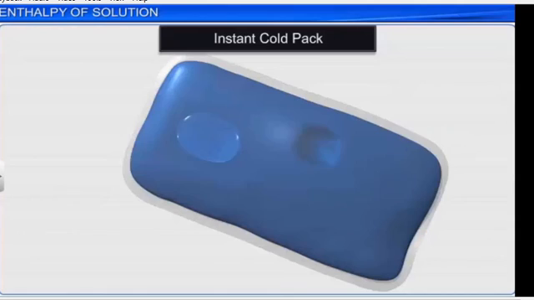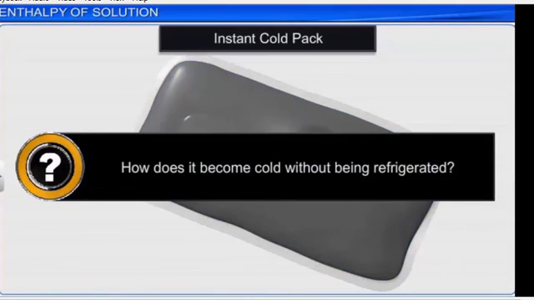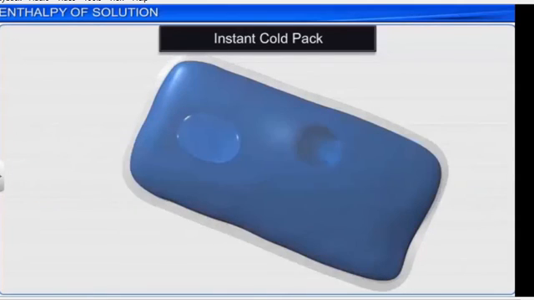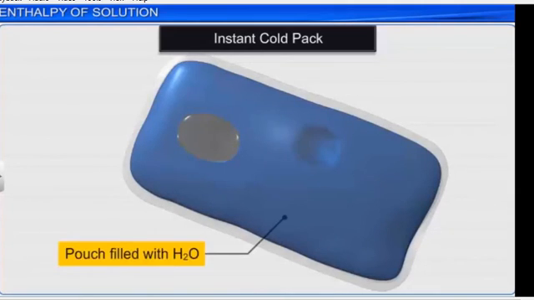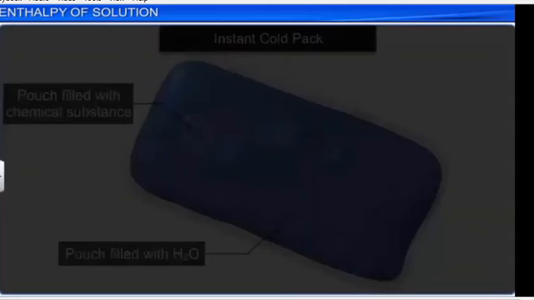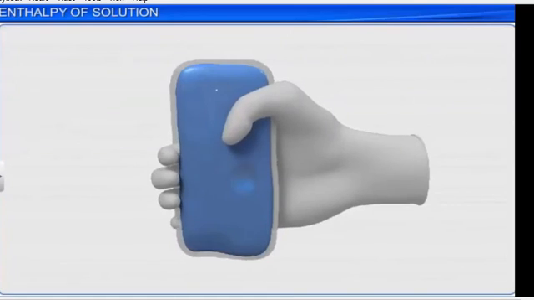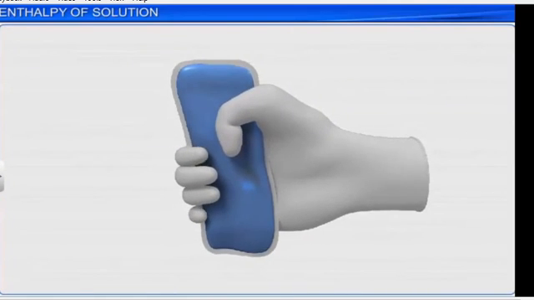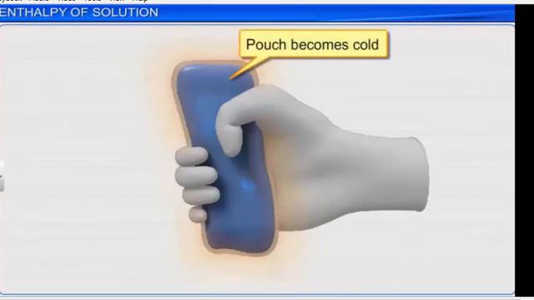Then, how does it become cold without being refrigerated? A cold pack contains 2 pouches, one filled with water and the other filled with a chemical substance. When the pack is squeezed, the pouches break and the chemical substance dissolves in water. The chemical reaction in the pouch absorbs heat energy from the surroundings. The temperature of the surroundings decreases, causing the pouch to become cold.